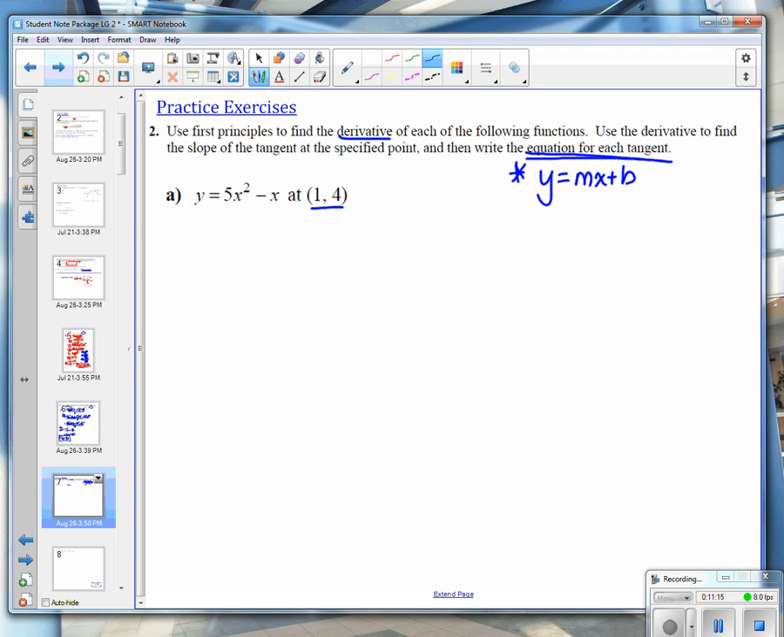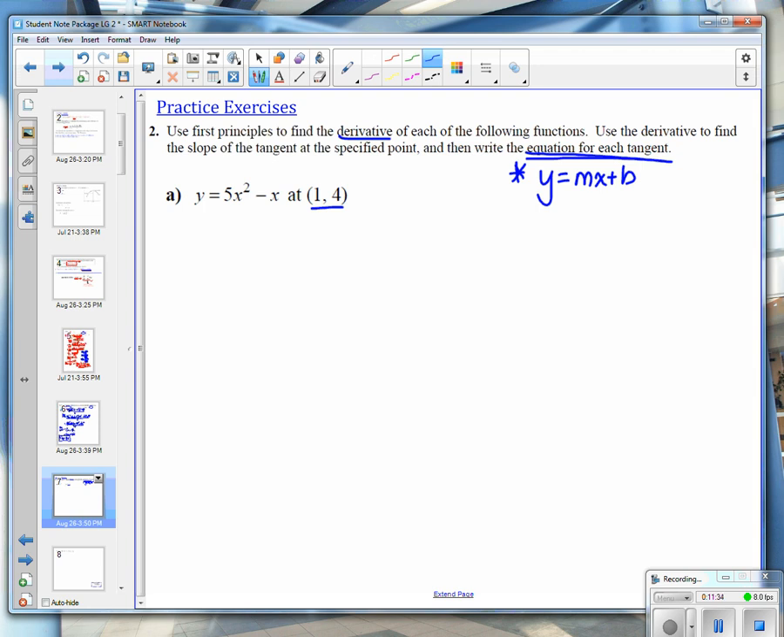So if any of these questions is asking for you to find the equation of the tangent line, right away you know your answer should be in the form y equals mx plus b. So there's lots and lots of information that we have to figure out in this question. First, however, we obviously need to find the derivative.